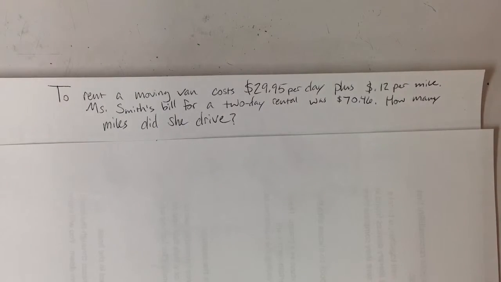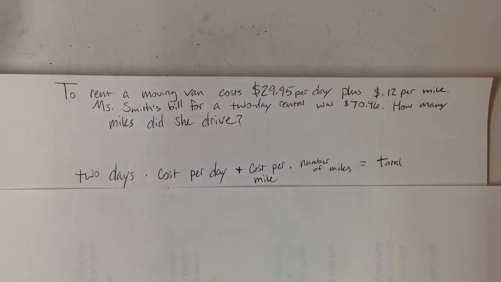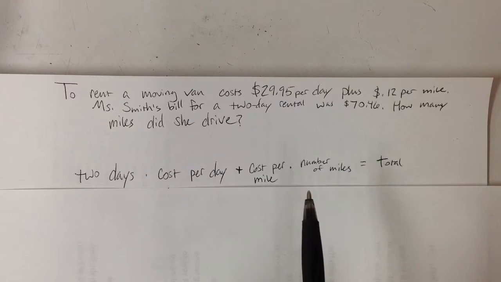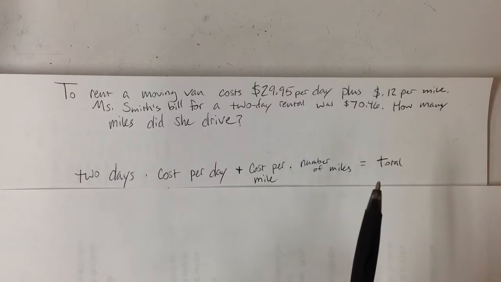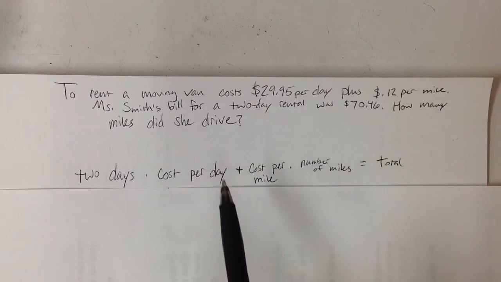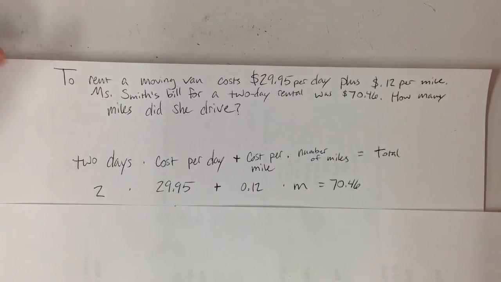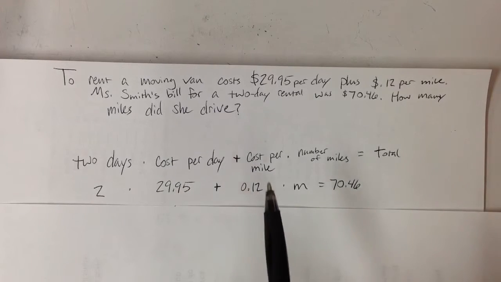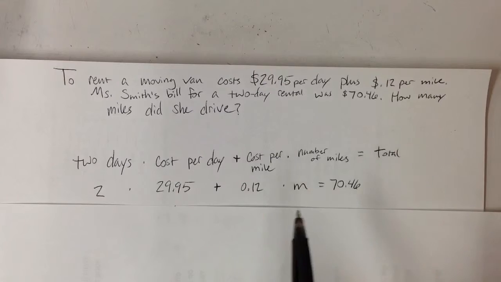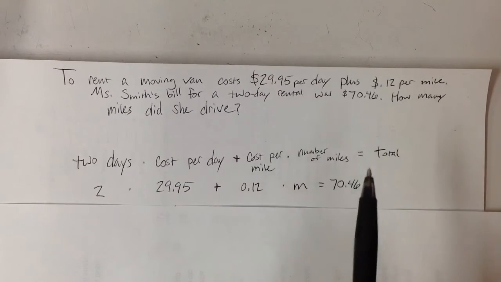So take a look at how I'm going to set this up. I've got 2 days times the cost per day. I've got the cost per mile times the number of miles. And that's going to give me my total. Notice I'm going to be adding those two groups of prices, or those two groups together. So here's what it looks like with some numbers in there. So 2 days times the cost per day. The cost per mile times the number of miles. Remember, I don't know how many miles we went, and so that's what I'm looking for. And then they tell me my total is this amount.